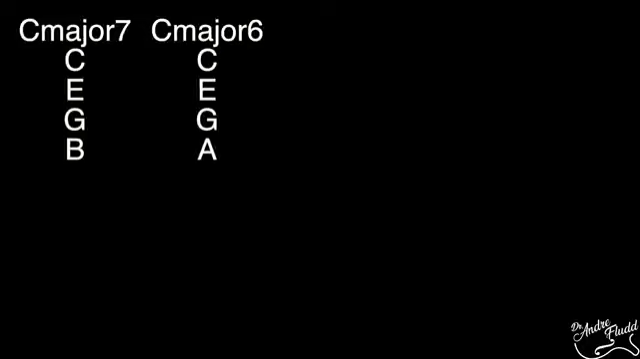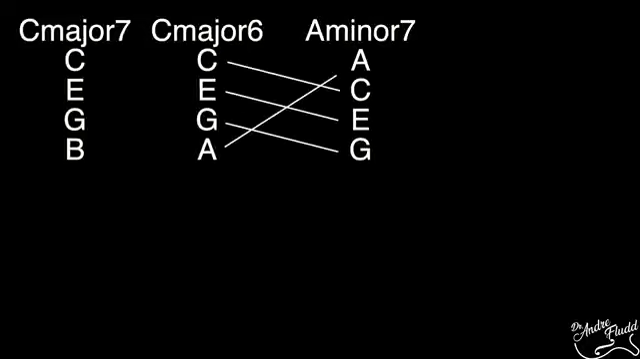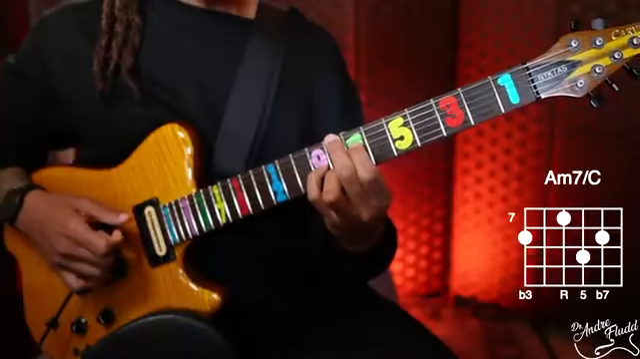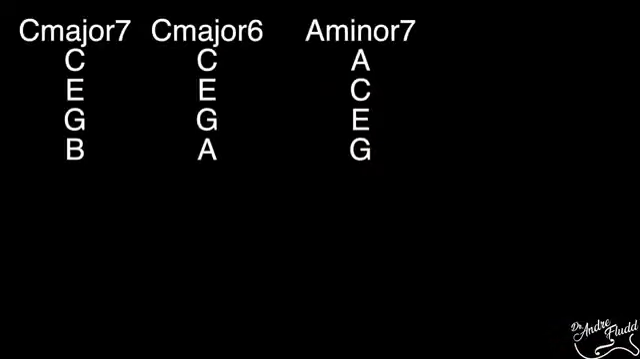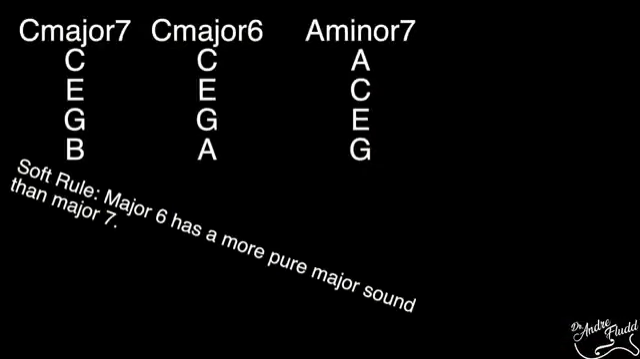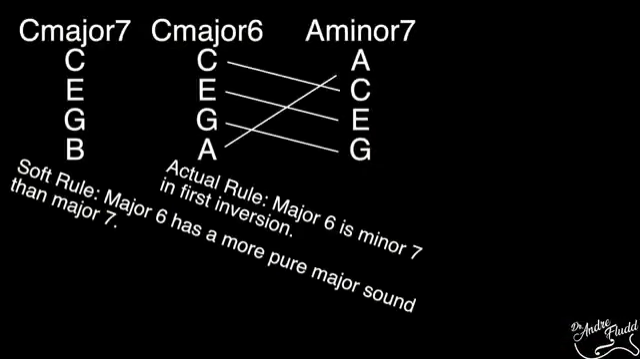However, even though major 6 chords are very pure, we can rearrange the notes to create a perfect minor 7 chord. And that's because a major 6 chord is a minor 7 chord in first inversion. So now we see a major 6 is more stable than a major 7, but a major 6 is really a minor 7. Let's go even deeper by recalling 2 prior soft rules.